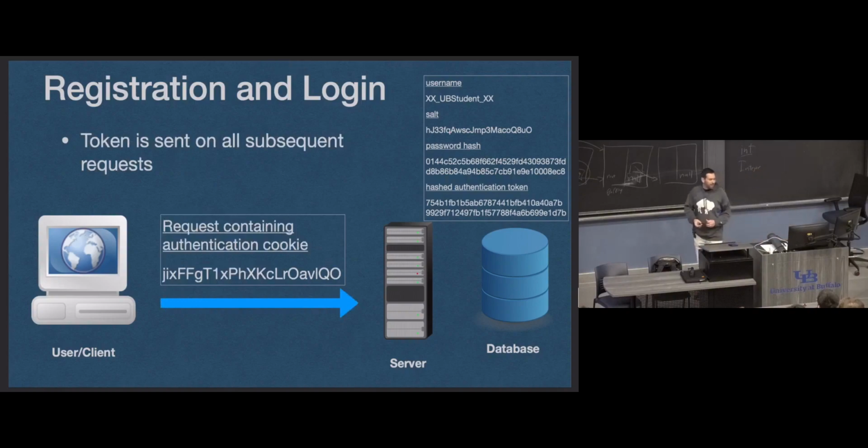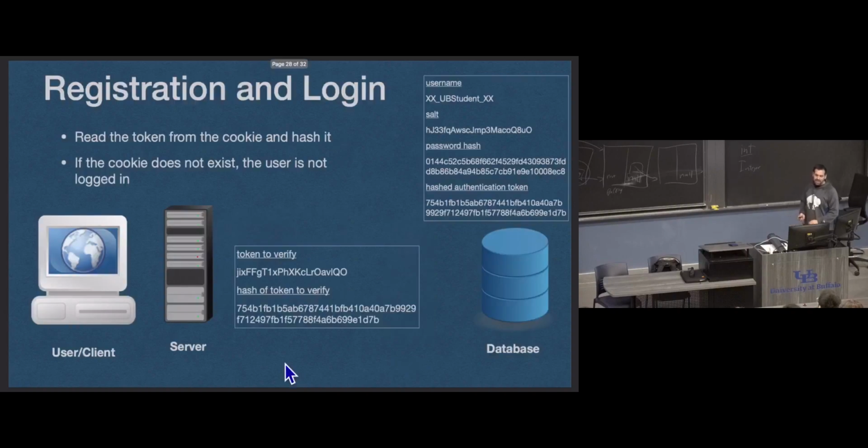Okay, back to our diagram. User has this cookie set. Every single request that they make now is going to have that cookie associated with it. And when we get a request from them, we read the cookies. We grab this auth token, we hash it, we check if the hashes match. I'm skipping steps here. We can't just check if the hashes match.